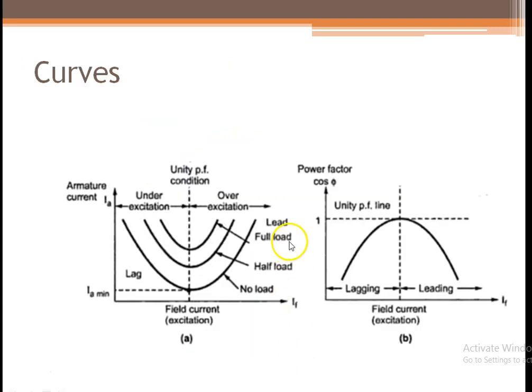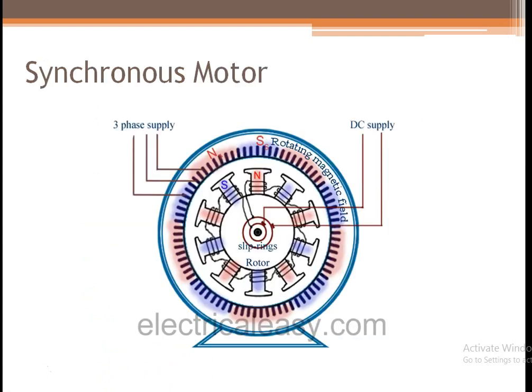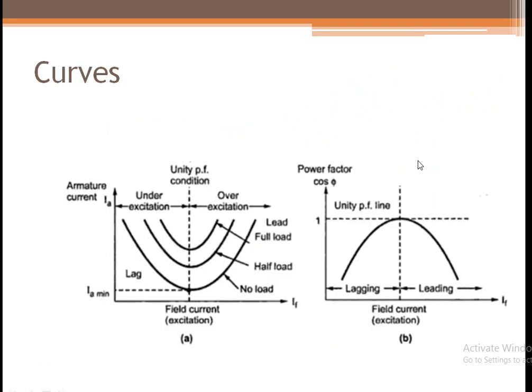This is the typical characteristic of a synchronous motor. Here is a model graph, you see that. It is drawn between IF and the armature current or the line current of the synchronous motor. If you look at this graph, when the excitation current or field current of the synchronous motor is changed from zero to the maximum possible, the IL initially starts reducing, and after some time it starts increasing. So this takes the shape of a U or a V curve. So we call it the V curve here.